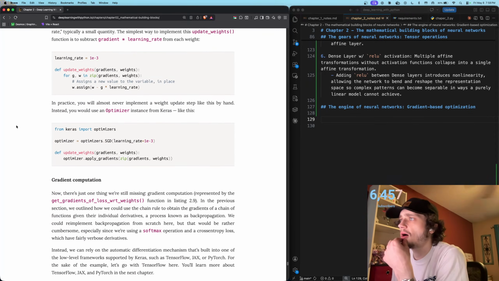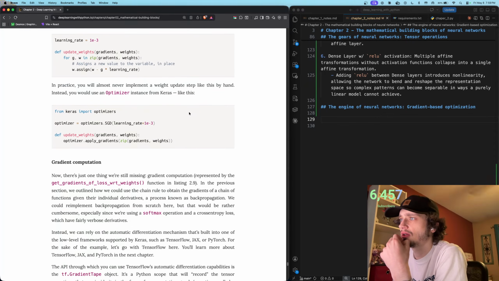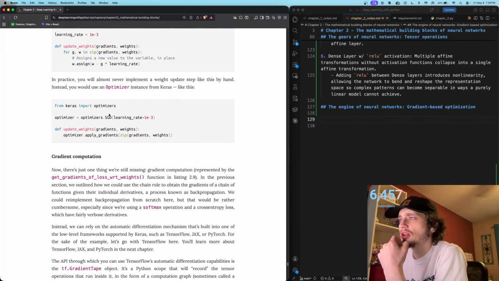In practice, you will almost never implement a weight update step like this by hand. Instead, you would use an optimizer instance from Keras like this. So optimizers.SGD, stochastic gradient descent, with a learning rate of 1e-3 is our optimizer, and you would apply gradients on the actual zip of gradients and weights together.